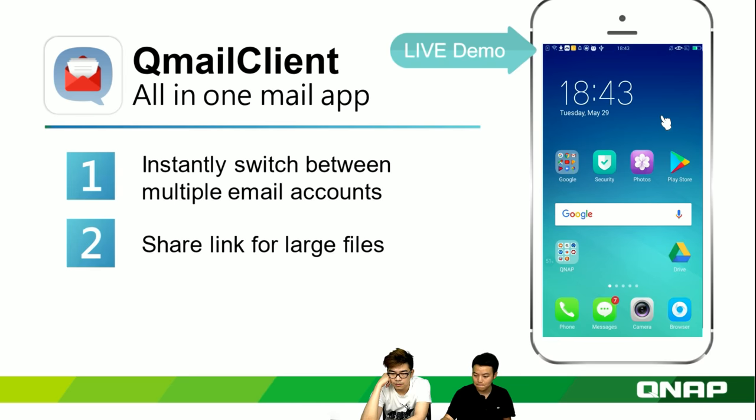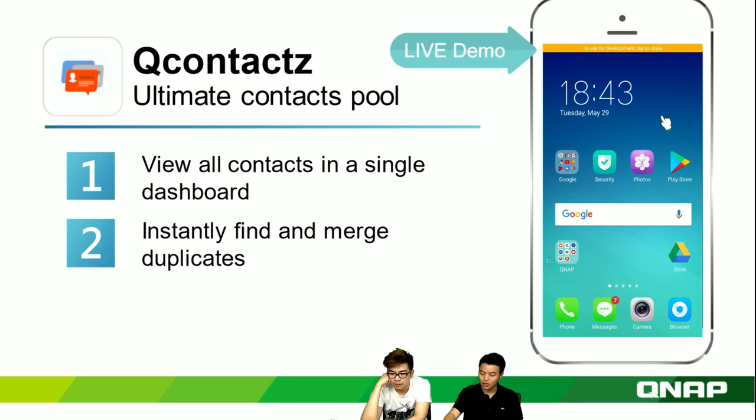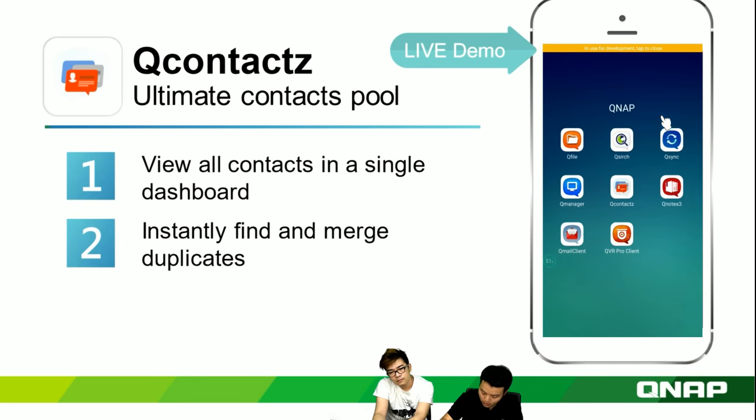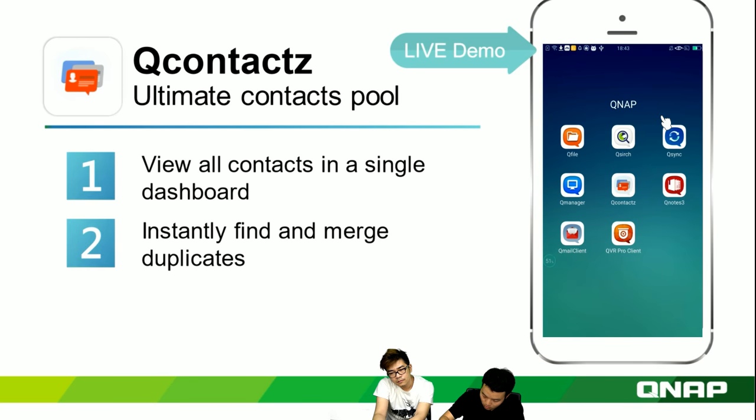Of course, as we're talking about a mail client, the contacts are an important thing. Contacts can be stored everywhere: your cell phones, your working bases, your computers, and most of all in the cloud. So QContacts is actually the ultimate contacts pool, which means we can integrate every contact all in a single dashboard. So let's just sign in and take a look.